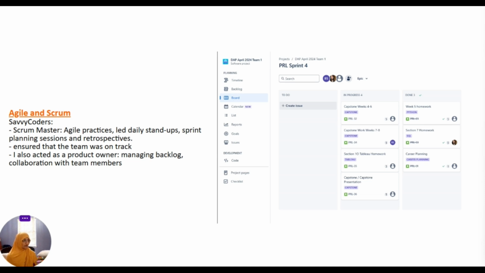I also acted as a product owner, responsible for defining the vision of the product and managing the product backlog. So both of these allowed me to drive projects forward effectively and deliver high quality outcomes, collaborating with team members. I really enjoyed the daily stand-ups and retrospectives, and changing how we should be on track and keeping the team on track as well.